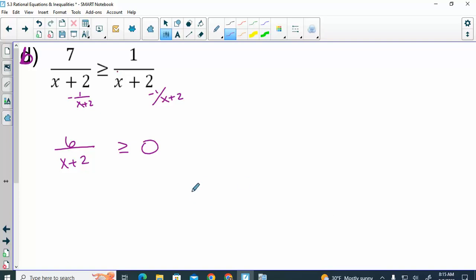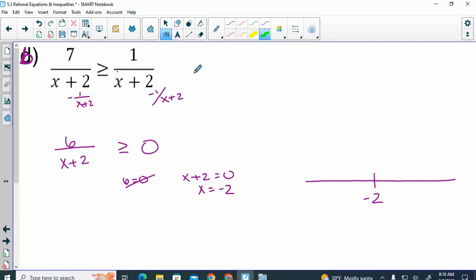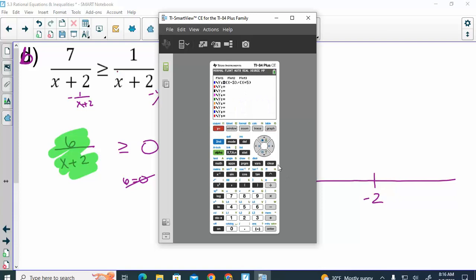All right. So I told you once you get this format, you really just figure out what makes the top and bottom 0. That's where we can change between positives and negatives. Does 6 ever equal 0? What makes x plus 2 equal 0? So when I make my sign line, negative 2 is the only place where it's going to change. Then we are going to graph this, the 6 over x plus 2. You need the x plus 2 in parentheses.